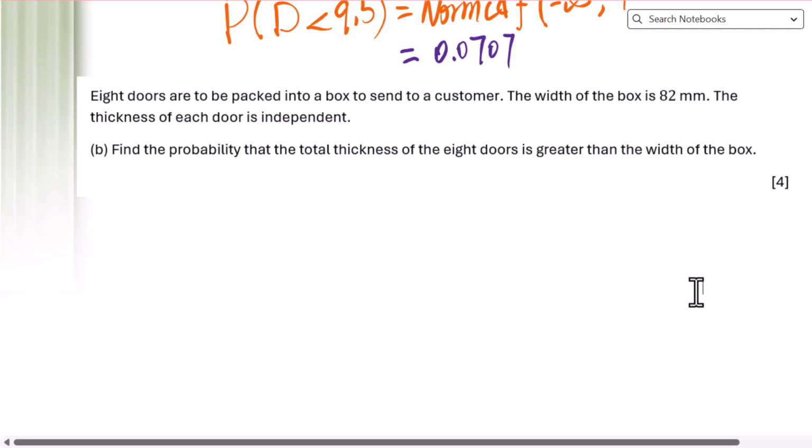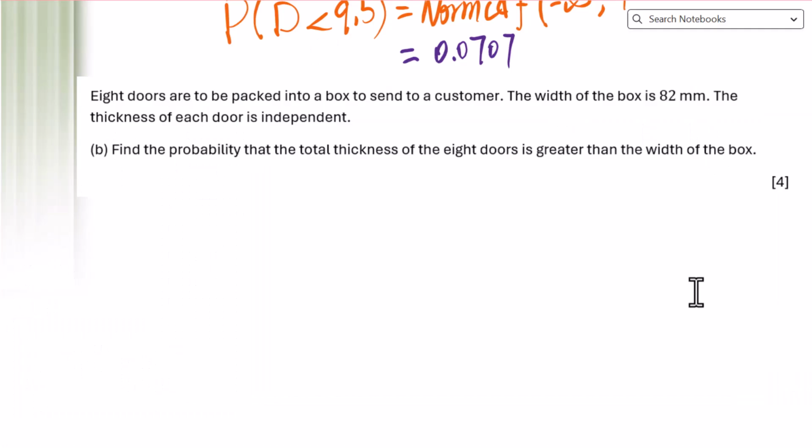0.707. 8 doors are to be packed into a box to send to a customer. The width of the box is 82 millimeters. The thickness of each door is independent. Find the probability that the total thickness of 8 doors is greater than the width of the box.